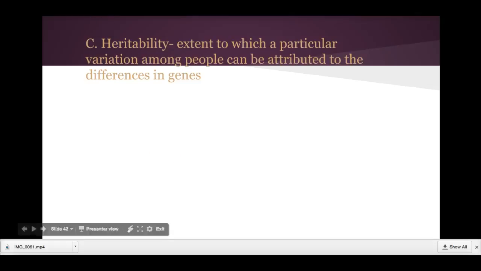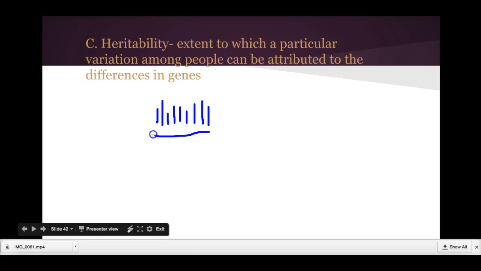So for example, let's say I have a group of people, and I'm just going to draw some lines here to represent my people. We're going to talk about height, because it's nice and easy and simple. Each line represents how tall someone is in this group. Some people are really short, some people are really tall. With heritability, we're asking how much of the differences in height among these people is a result of genes.